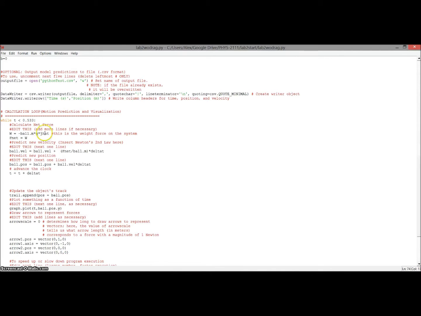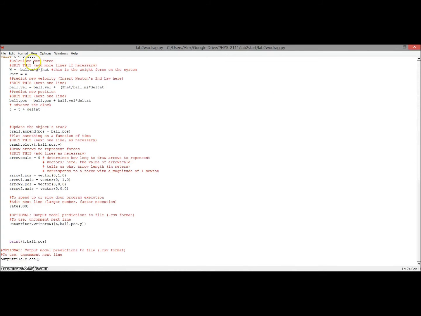In this particular model, this equation for the weight force equals the F net force because we're not taking into account any of the other forces that are acting on our object. Moving on, we can see that we use our equations from Newton's second law. Final velocity equals initial velocity plus F net divided by mass of the object times delta t, as well as our position equation, where the final position equals initial position plus the velocity of our object times delta t. Let's go ahead and run this model and see what we get.